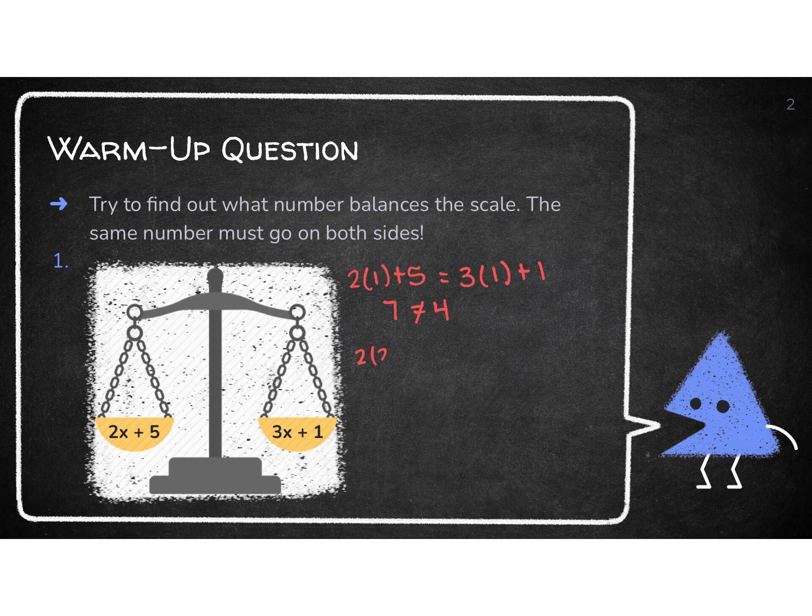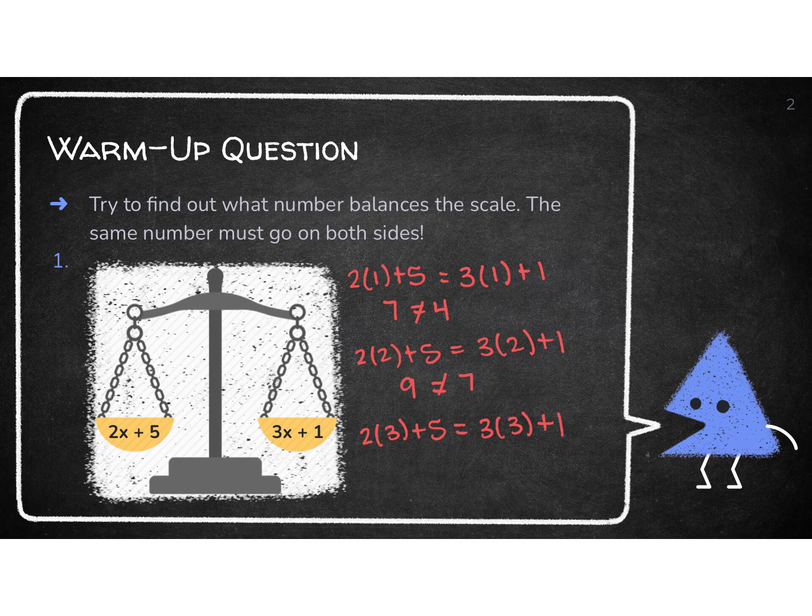So let's try 2. 2 times 2 plus 5. 3 times 2 plus 1. So I'm going to get 4 plus 5 is 9. And then 6 plus 1 is 7. That scale is still not balanced. So 2 doesn't work. So let's try 3 and see if that will work for us.